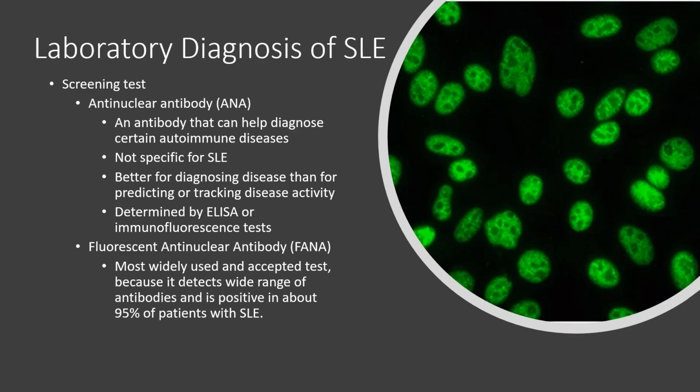For the laboratory diagnosis of SLE, we have the screening test. So when SLE is suspected, the first test typically done is the screening test for anti-nuclear antibodies, or ANA. Fluorescent anti-nuclear antibody, or the FANA testing, is the most widely used and accepted test because it detects a wide range of antibodies and is positive in about 95% of the patients with lupus. This is an extremely sensitive test and relatively easy to perform, but it has low diagnostic specificity because many of the antibodies are associated with other autoimmune diseases.